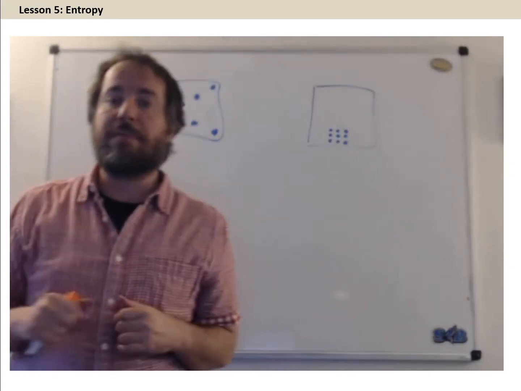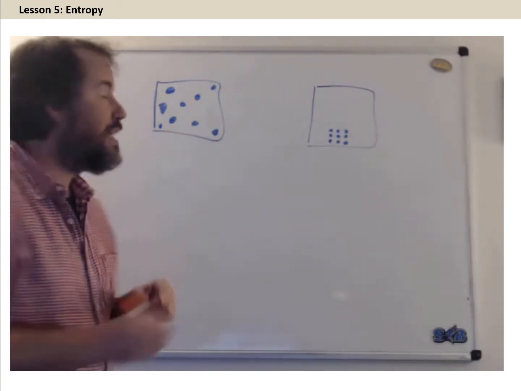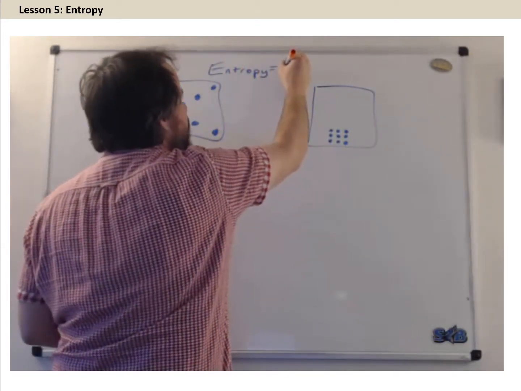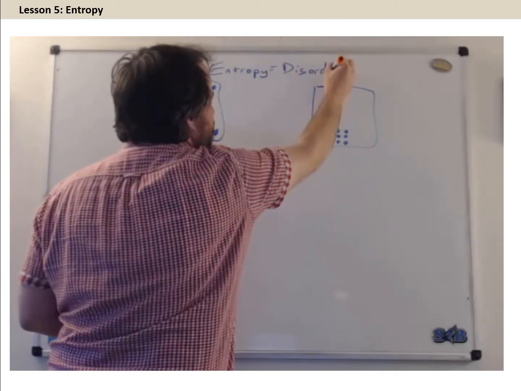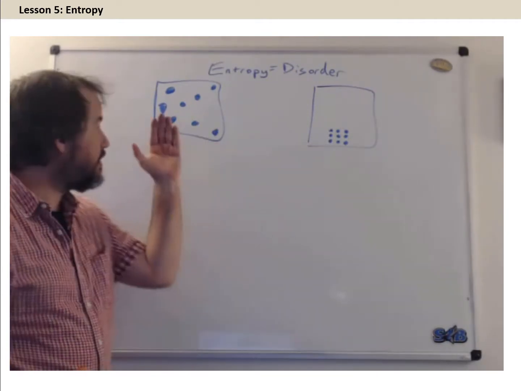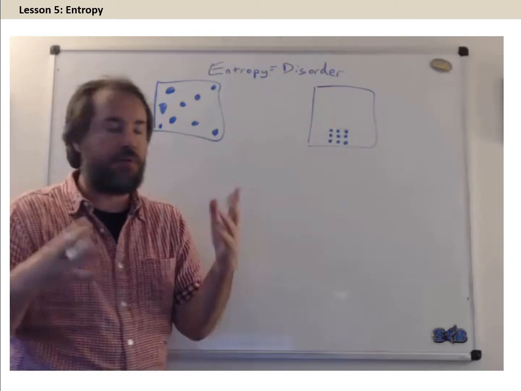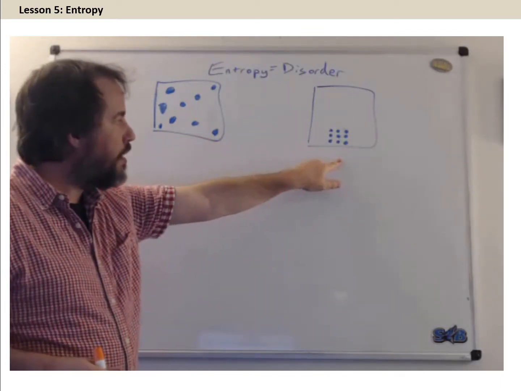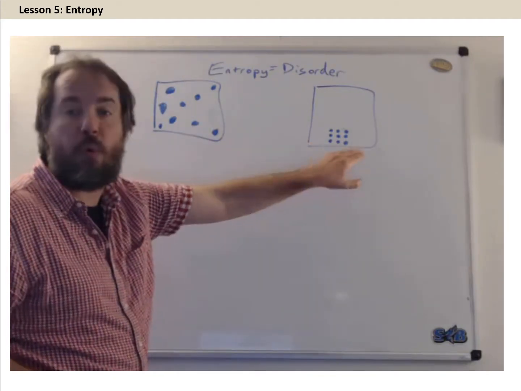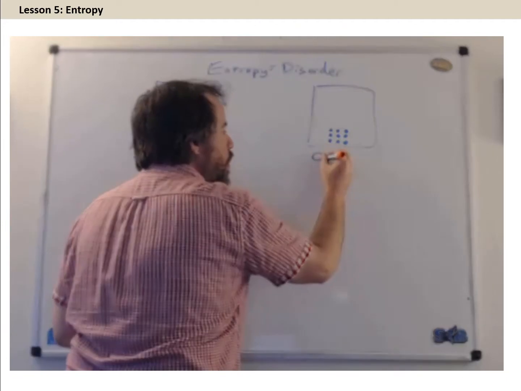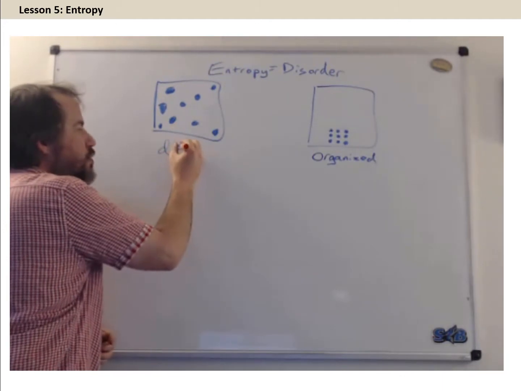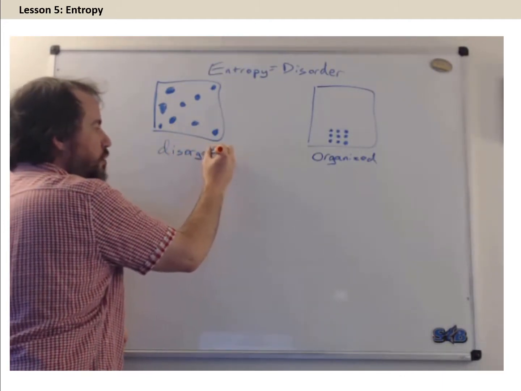All right, lesson 5, we're talking about entropy. Entropy is disorder. If I look at this example, I have 9 dots. These can represent particles or gas or whatever. And then I have 9 here. If I look at it, this has higher disorder than this. This is more organized. So this is disorganized relative to the other.